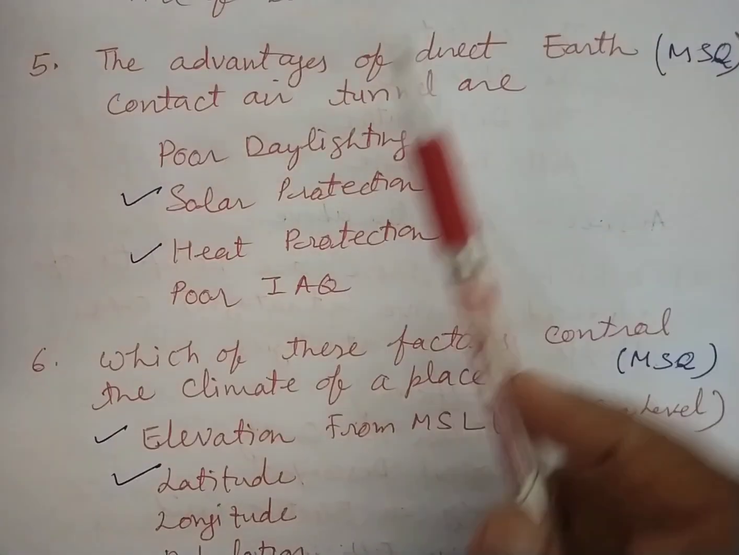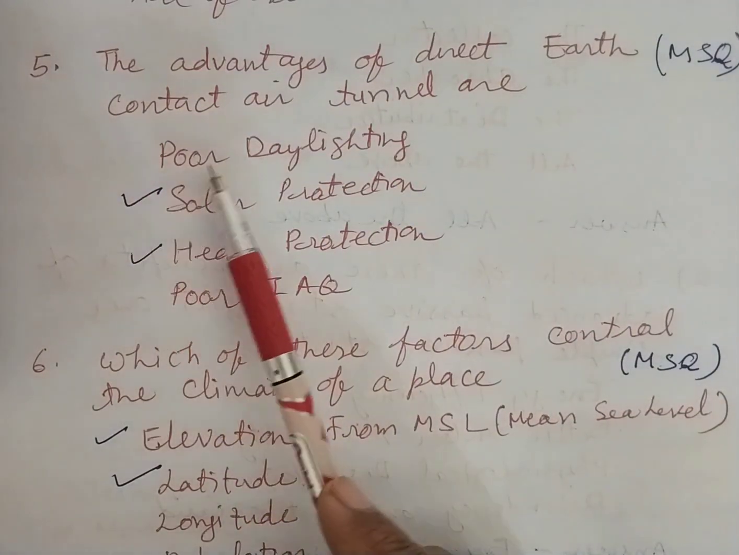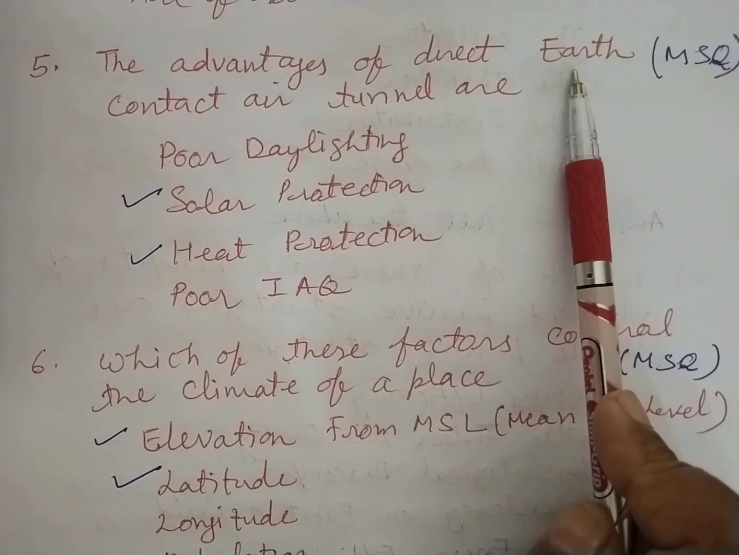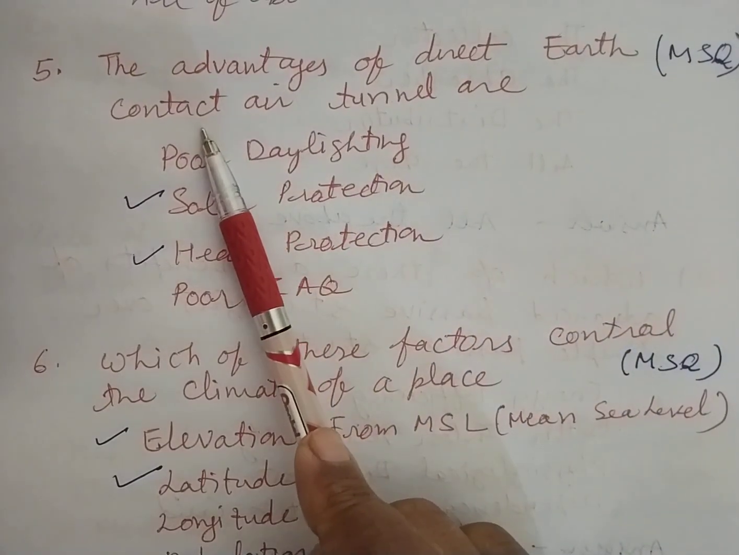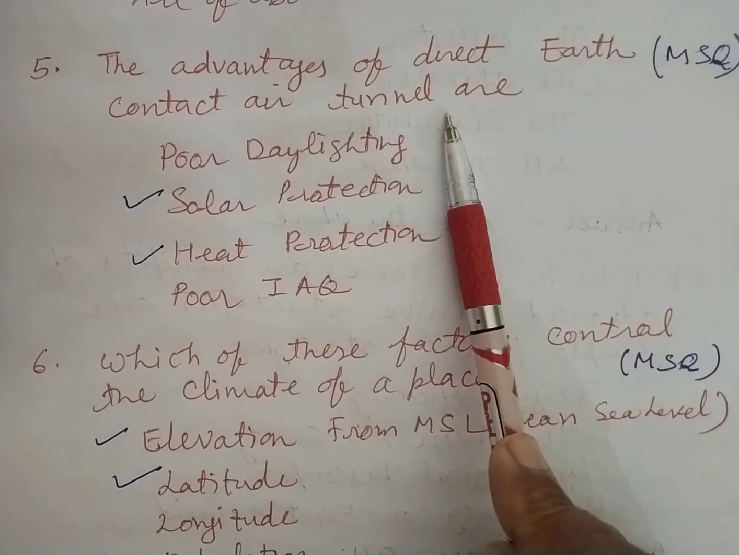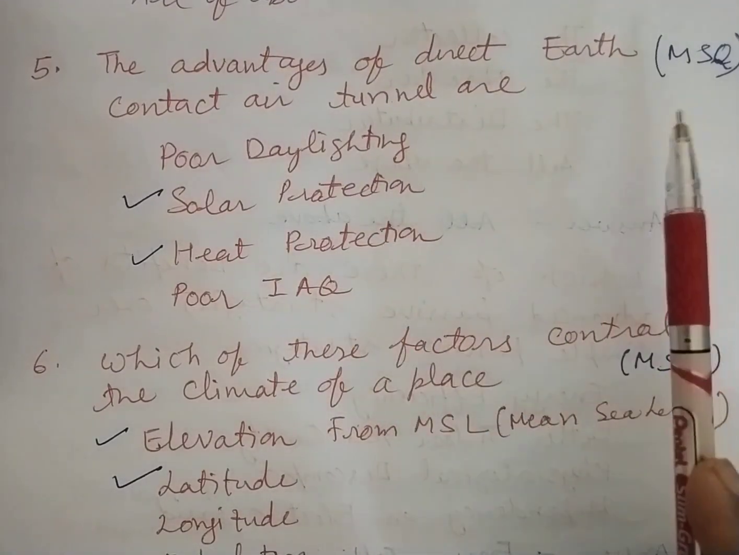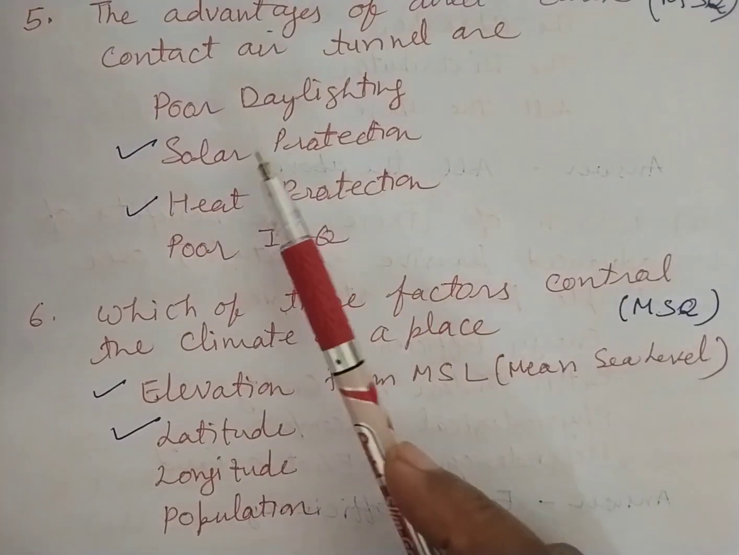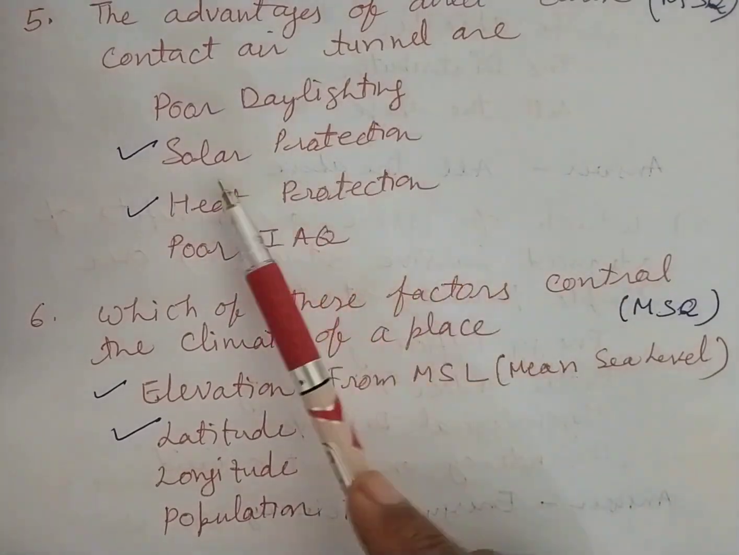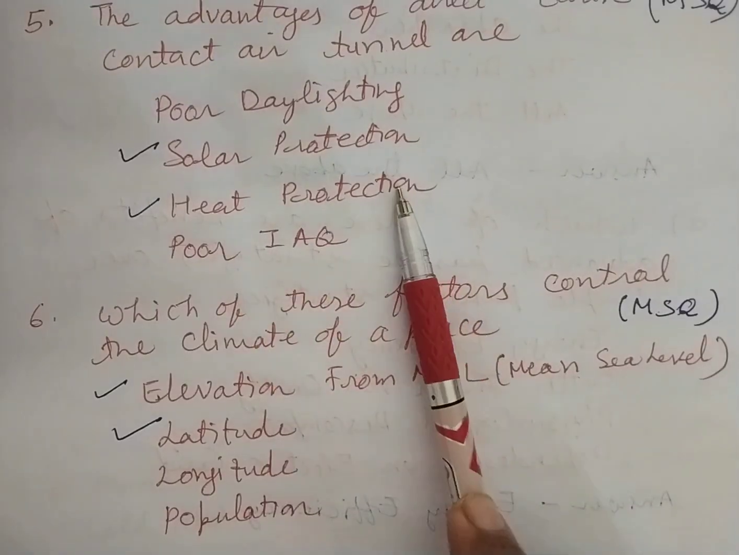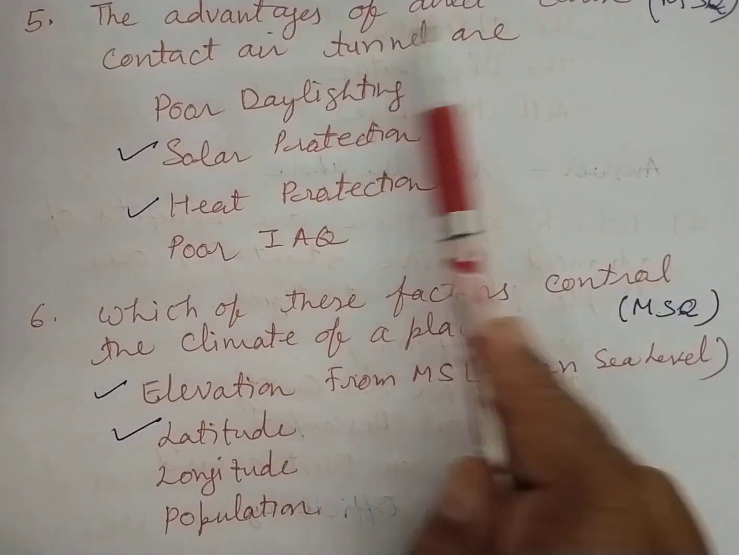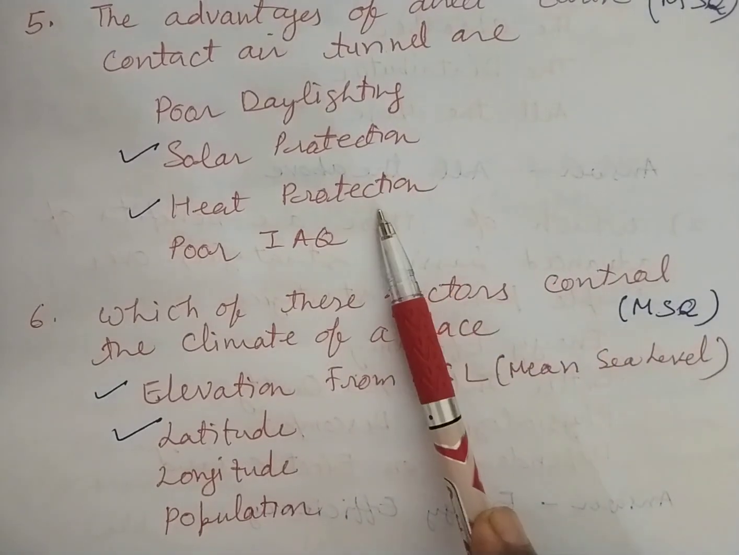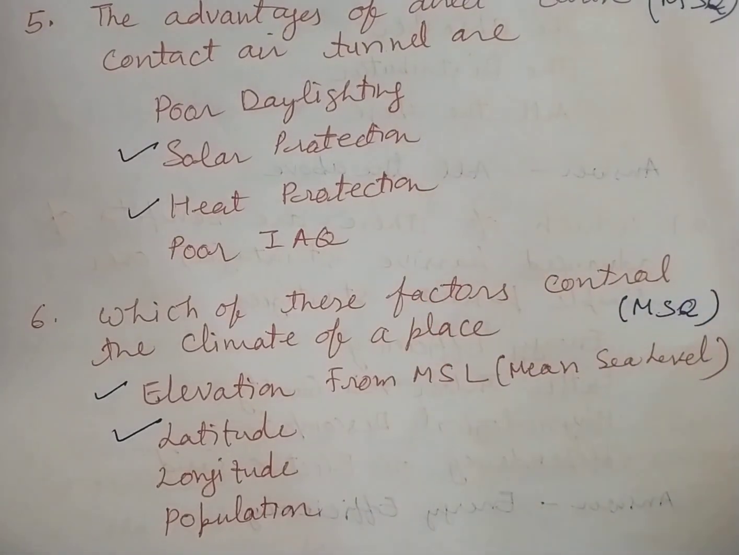Alright. Next is question number 5. The advantages of direct earth contact air tunnel are. This is also a multi-select question. There are 2 correct options: solar protection and heat protection. The advantages of direct earth contact air tunnel are solar protection and heat protection is the right answer.